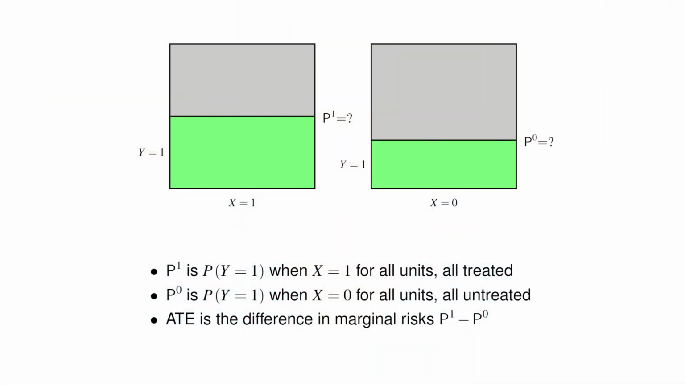If it's true, there are two counterfactual cases here. First, marginal risk as if all units are treated. That's the unconditional probability that y is 1 for the entire population were it to undergo treatment. Second, marginal risk as if all units are untreated. That's the unconditional probability that y is 1 for the entire population unexposed to treatment. The difference between P1 and P0 is the treatment effect.